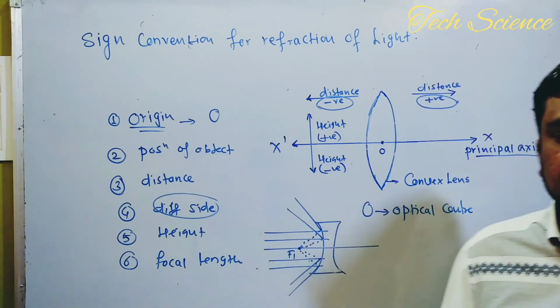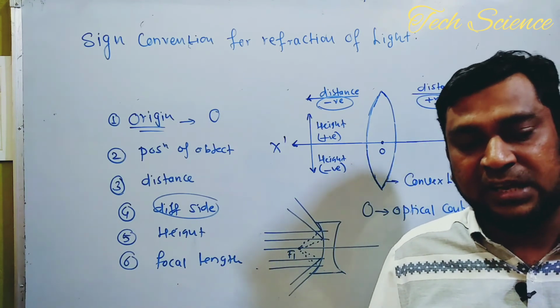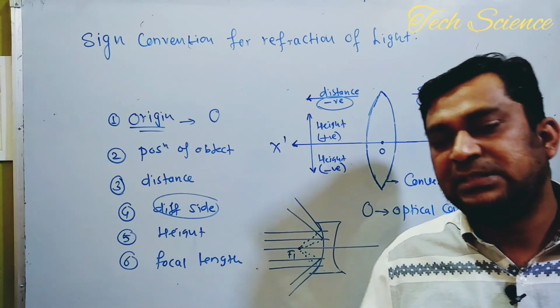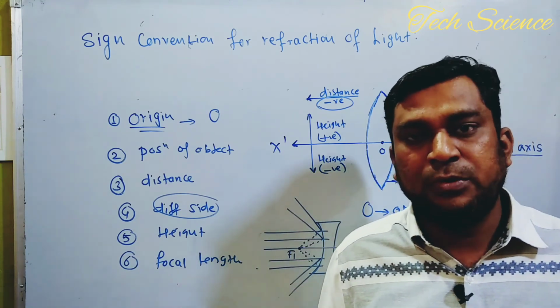So these are the sign conventions designed as the new Cartesian sign convention for the lenses, and these are basically used to solve numericals. I hope you understood this point.